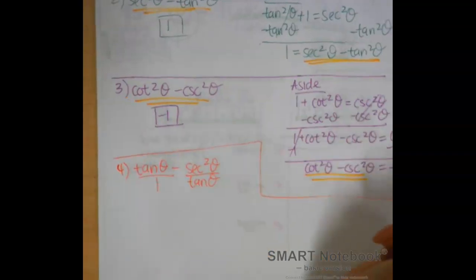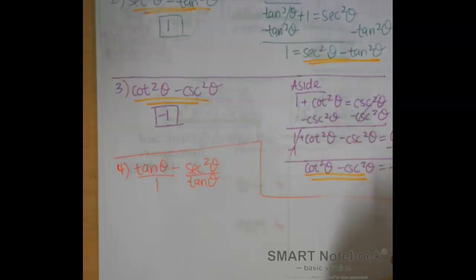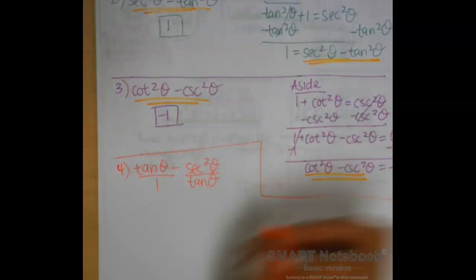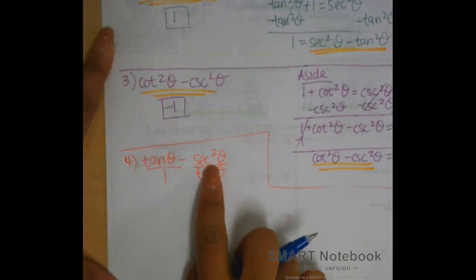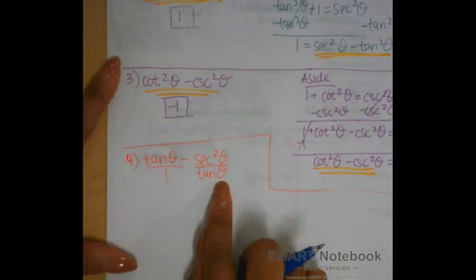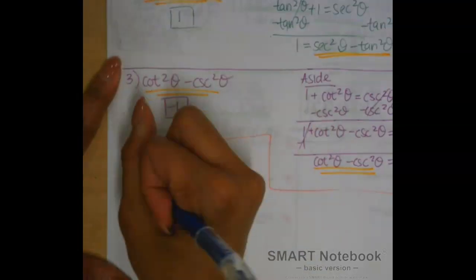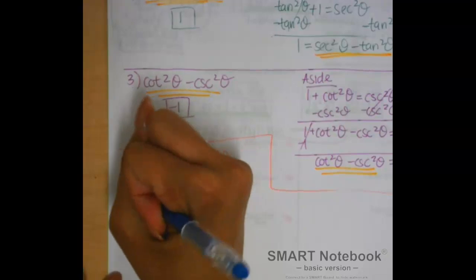1. If you have a fraction minus another fraction, Gabriel, what do you need in order to subtract them? Same denominator. So what denominator can we use to make them both the same? That's a secant squared. No, what's the denominator? Tangent of theta. Okay, you need tangent of theta. So over here, I'm going to multiply tangent of theta by tangent of theta.